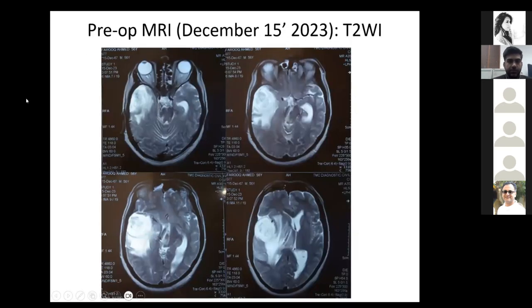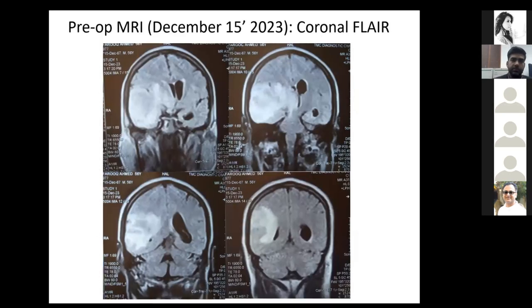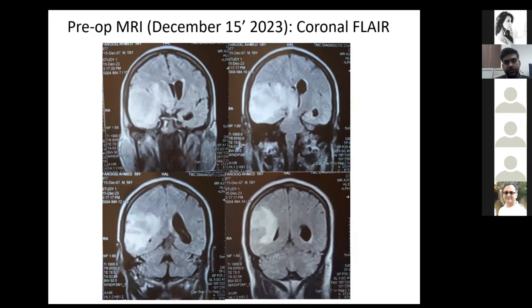So this is hyperintense on T2 weighted images. There is significant vasogenic perilesional edema associated with the lesion. Next slide. And similar features of vasogenic edema are demonstrated on FLAIR coronal images.